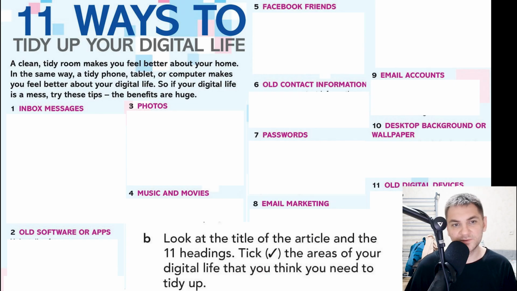Activity B. Now look at the title of the article, 11 Ways to Tidy Up Your Digital Life. Now look at the 11 headings. They are not included in this part, but you will see them in the full article. Your job is simple. Read each heading and tick the areas where you think you need to tidy up. For example, if you have too many emails, tick Inbox Messages. If you never delete apps, tick Old software or apps. This is called predicting. It helps your brain prepare for the reading.